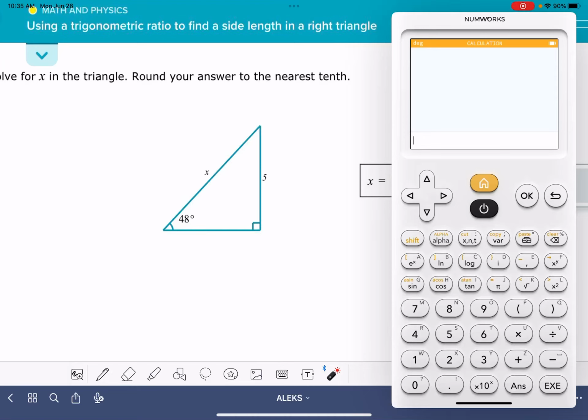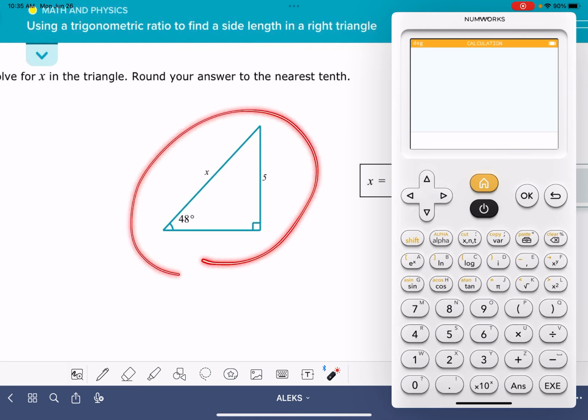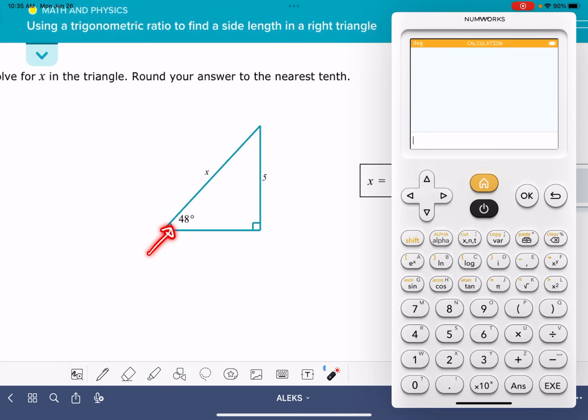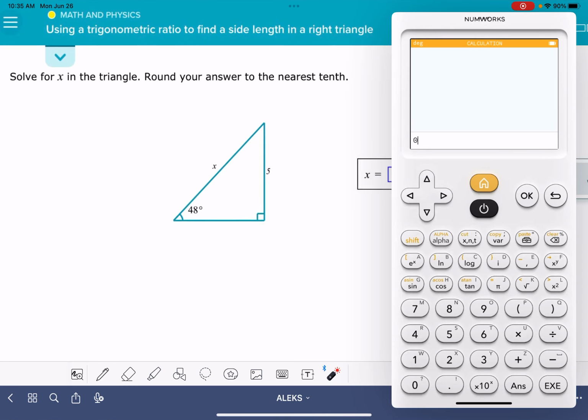In this video, I'll show you how to solve the ALEKS problem called using a trigonometric ratio to find a side length in a right triangle. This problem is going to give you a triangle. It's going to provide you the value of one of the angles. There's also a 90-degree angle. It's going to give you one side length and ask you to solve for another side length.